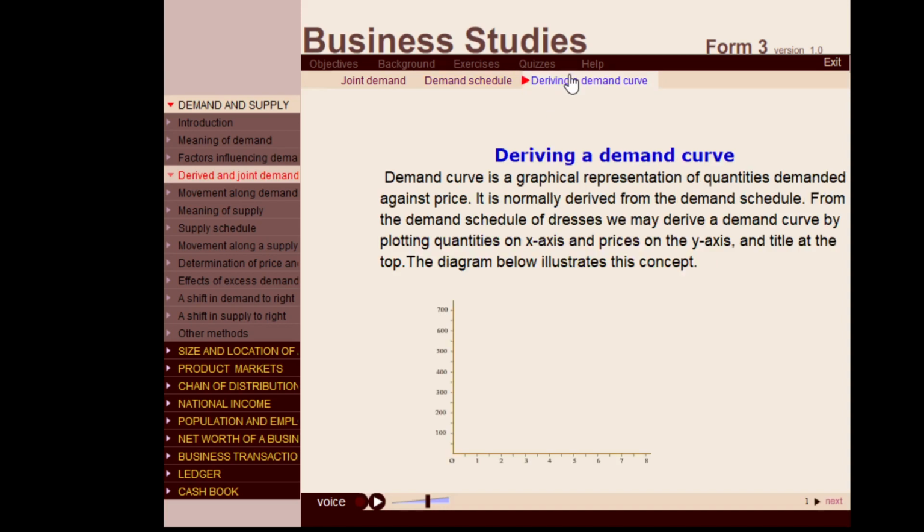Deriving a demand curve. A demand curve is a graphical representation of quantities demanded against price. It is normally derived from the demand schedule. From the demand schedule of dresses, we may derive a demand curve by plotting quantities on the x-axis and prices on the y-axis, and title at the top.